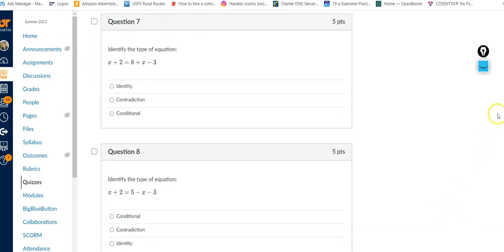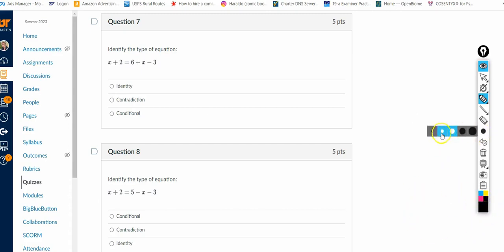Okay, so now it looks like we're out of the transformations, and now we're looking at identity, contradiction, or conditional. Now let me get rid of this and get to black. Okay, so first of all, if it's conditional, you have a specific answer, one unique answer. If it's an identity, the x's will eliminate each other and you'll have a true statement. If you have a contradiction, you have a false statement.